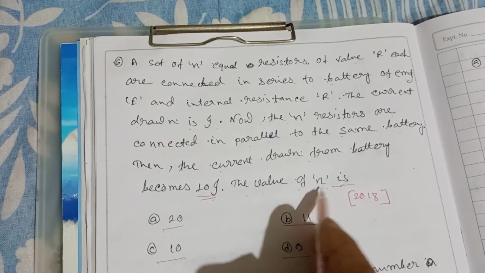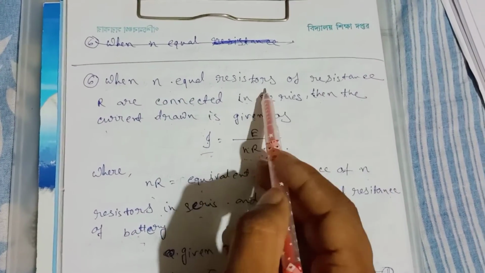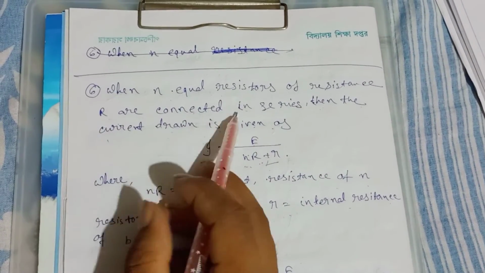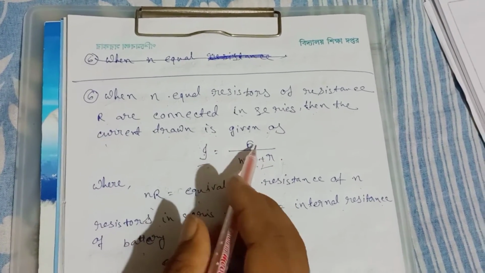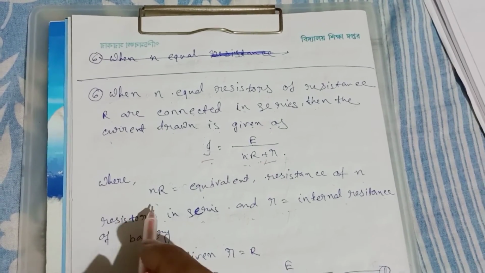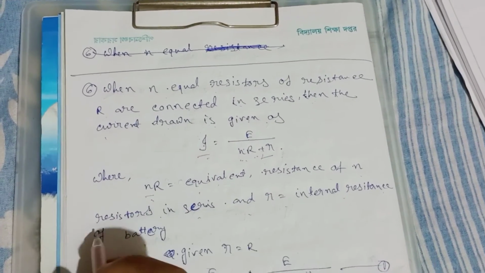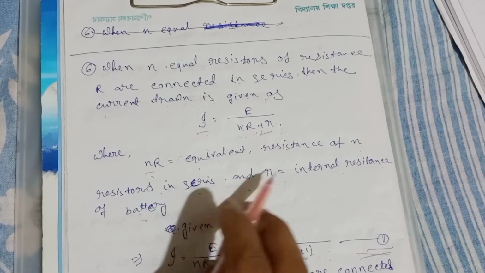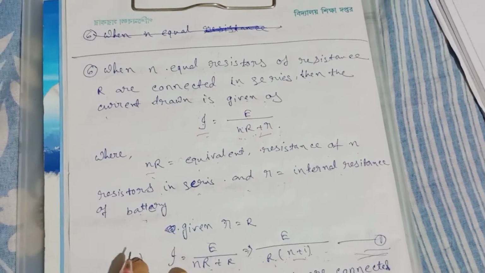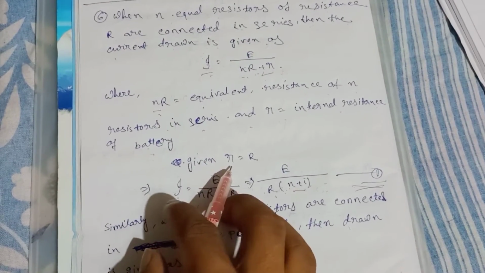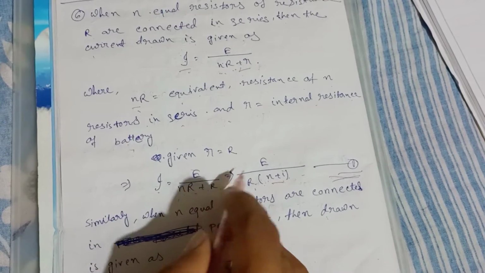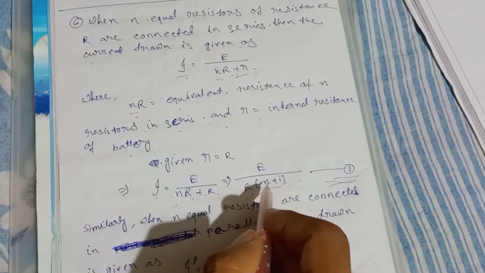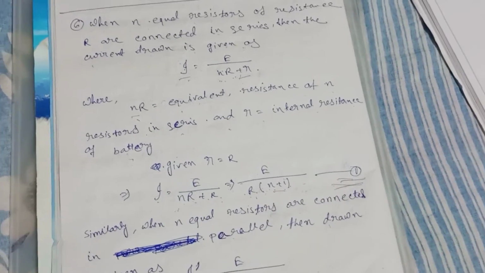Where n equal resistors of resistance R are connected in series, the current drawn is given as I equals E by (nR plus r), where nR is the equivalent resistance of n resistors in series and r is the internal resistance of the battery. Given r is equal to R, I equals E by (nR plus R), so I equals E by R times (n plus 1). This is the first equation.